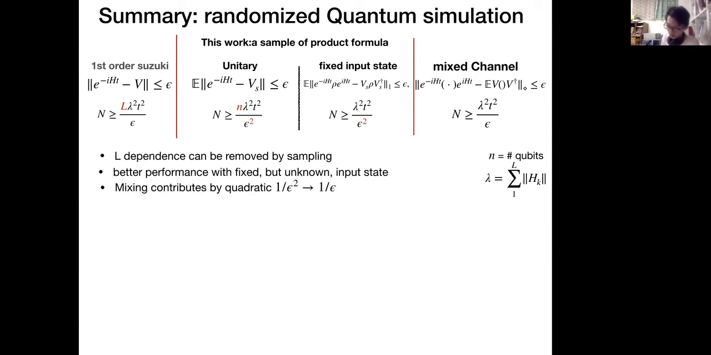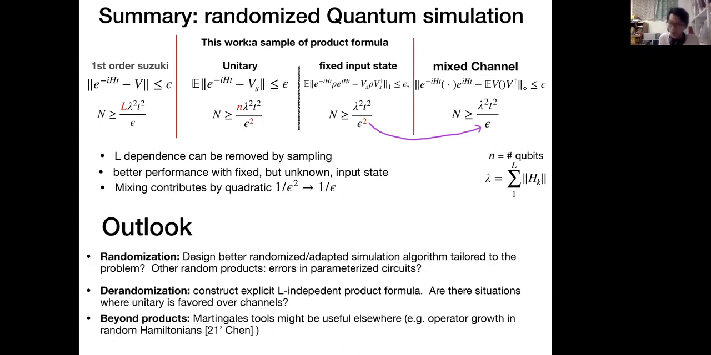Finally, let's also mention that we pin down what mixing is doing here. All it does is turn this epsilon square into epsilon. That's it. So we now have this complete picture of what qDRIFT is doing. And this automatically applies to any randomized simulation.